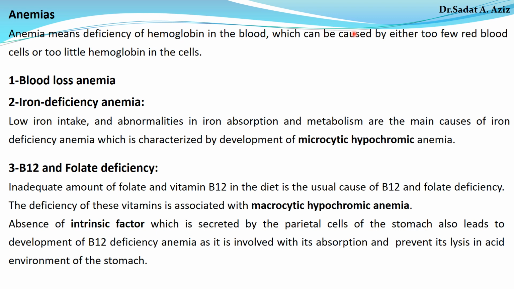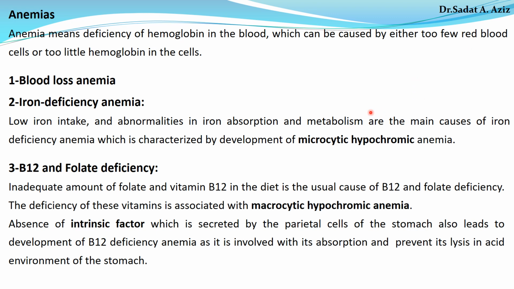The second type of blood loss is acute blood loss, such as in the case of a car accident. So also this might lead to what? To the reduction in the number of what? Of the circulated red blood cells. The second cause of the anemia is called iron deficiency anemia. This is due to what?